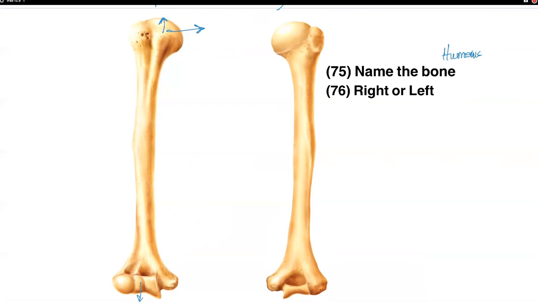Putting this into perspective, this is directed medially. The olecranon fossa was posterior, so this is a posterior view. This is an anterior view of the bone. Oh, it is a right humerus. Exactly. Right humerus.